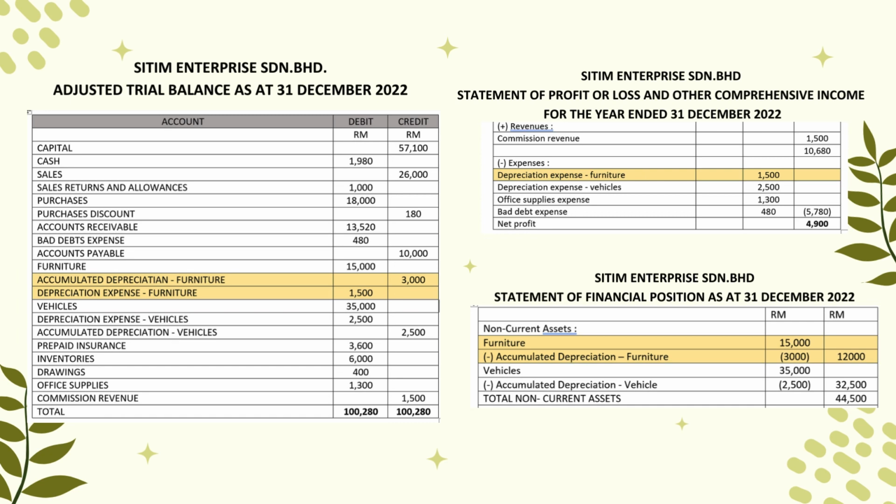Okay, in the statement of profit or loss and other comprehensive income, we will record the depreciation expense of furniture in the expenses category because depreciation is an expense. So we record the amount of 1,500, and in the statement of financial position we record under the non-current asset, the cost of furniture we get from the trial balance is 15,000, minus the accumulated depreciation, which is 3,000. So this is the step that we should do.